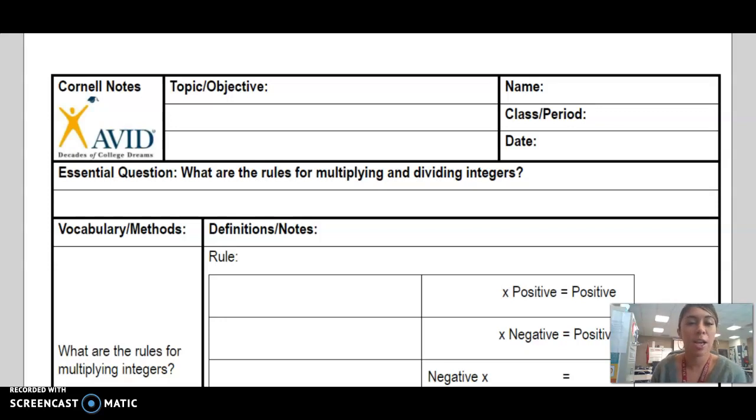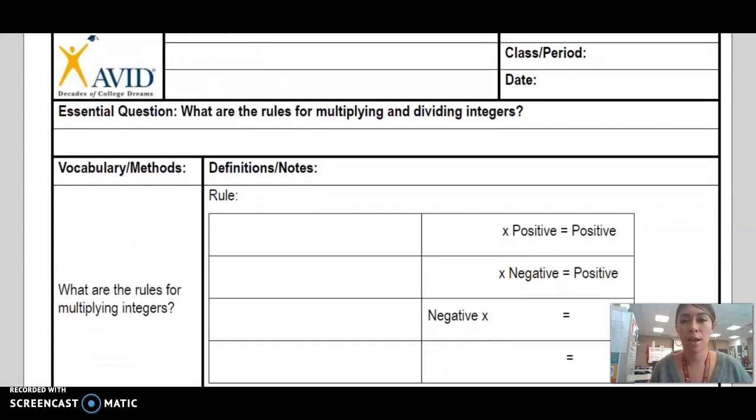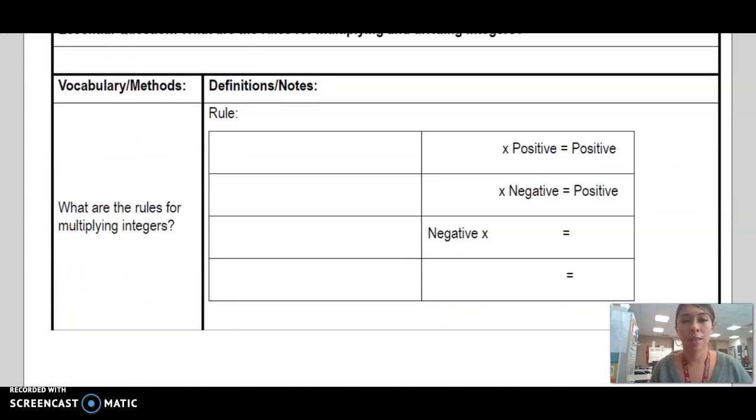Okay, hi guys. So today in this video, we're going to talk about how to multiply and divide integers. And that is going to be the essential question also. So what are the rules for multiplying and dividing integers? And that's where we're going to begin. So we're going to begin with multiplying.